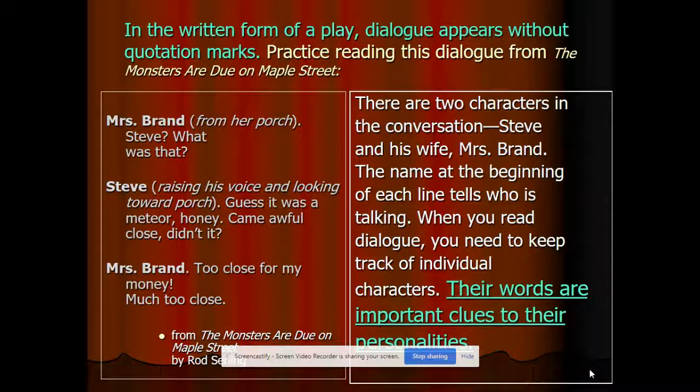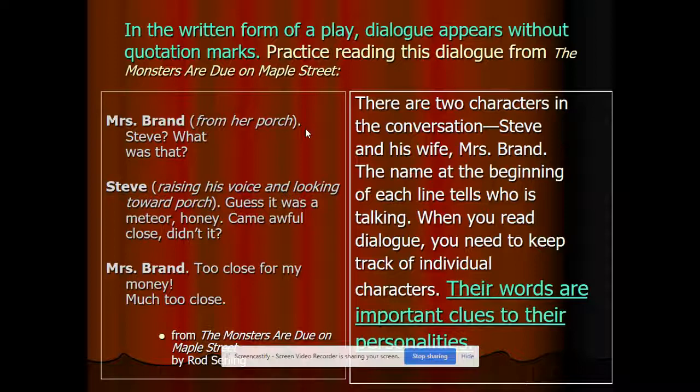Okay, so dialogue, as I said before, appears without quotation marks. If we look, we have Mrs. Brand, Steve, and Mrs. Brand here again. It tells us who is speaking, two characters. The name tells you who's talking. You have to keep track of those characters because their words are important clues to their personalities.